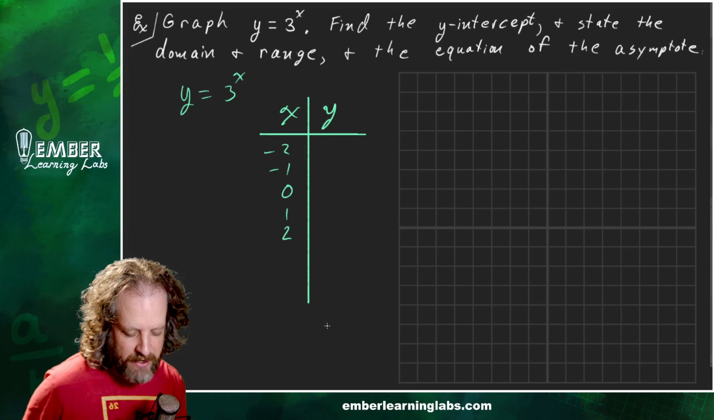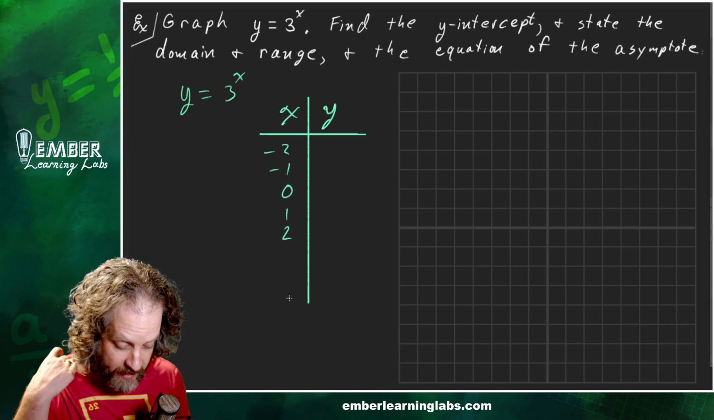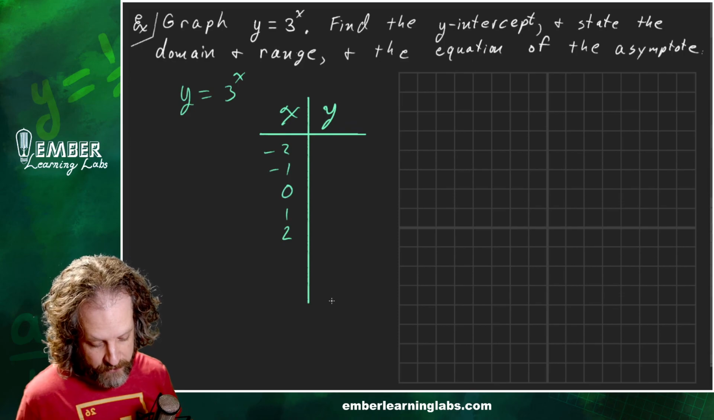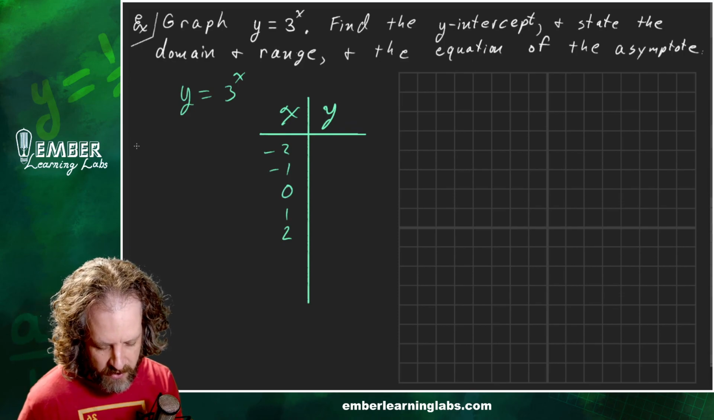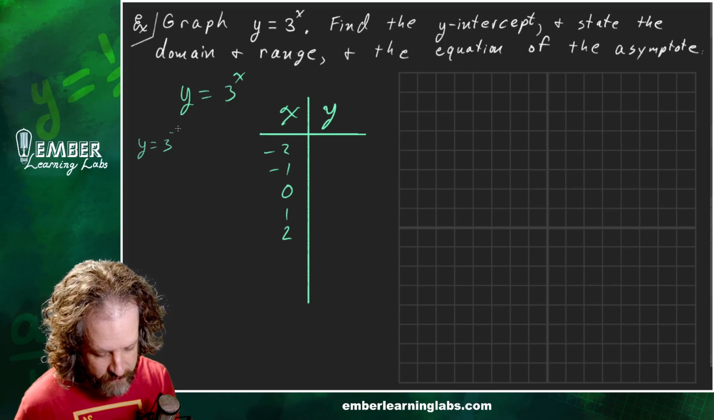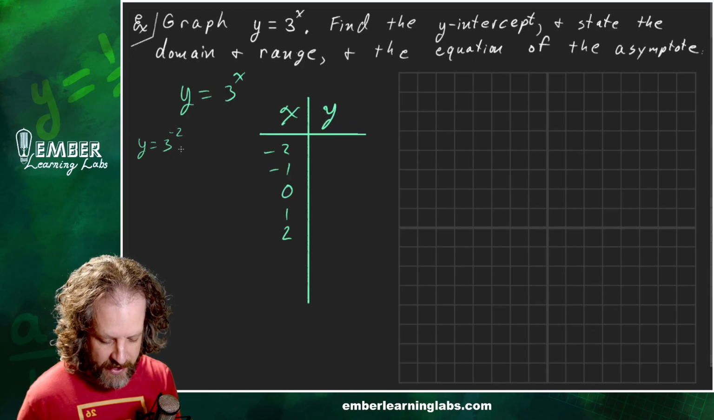If I get those in there and that doesn't quite tell me enough, then I can do a few more points, and then connect the dots. So let's do that for this particular graph. Let me shrink this a little. So y equals 3 to the -2. We're just substituting these x's in for x and getting an answer.